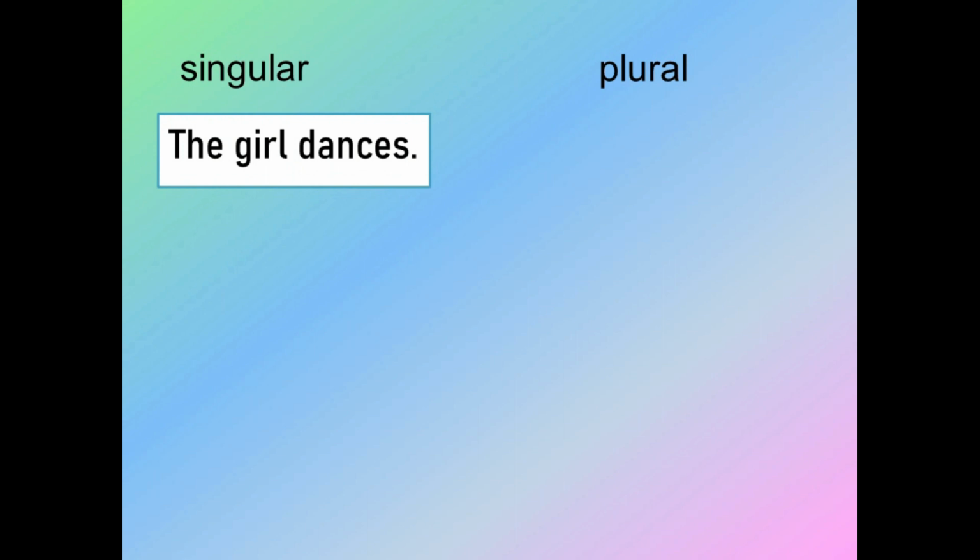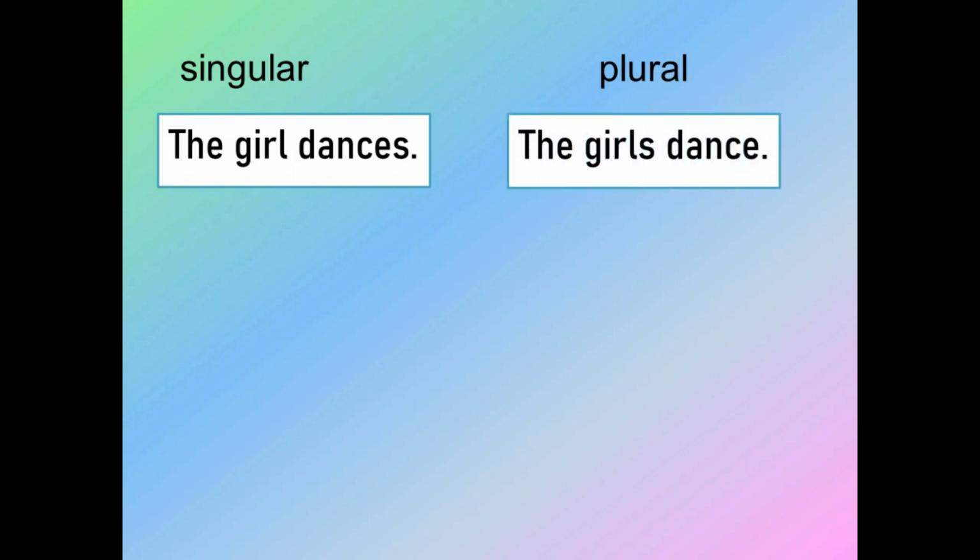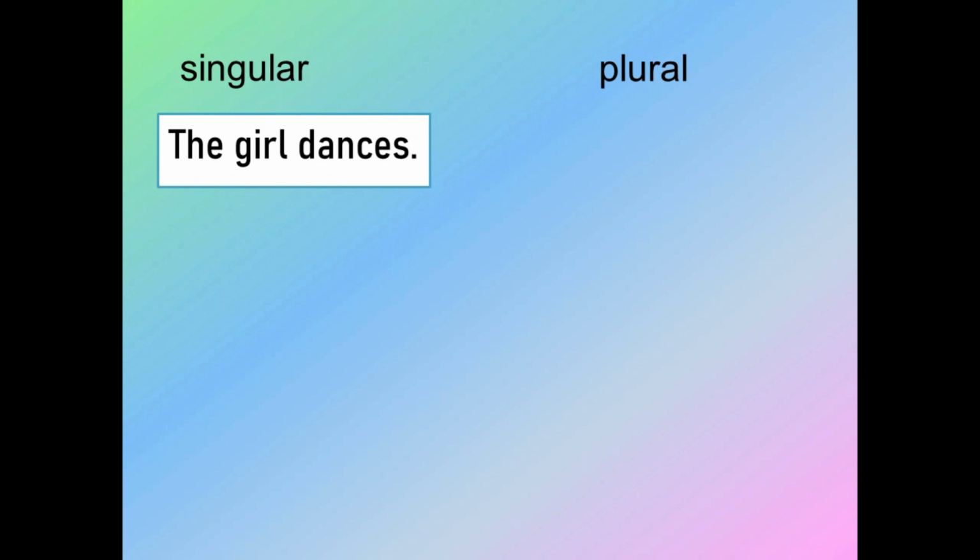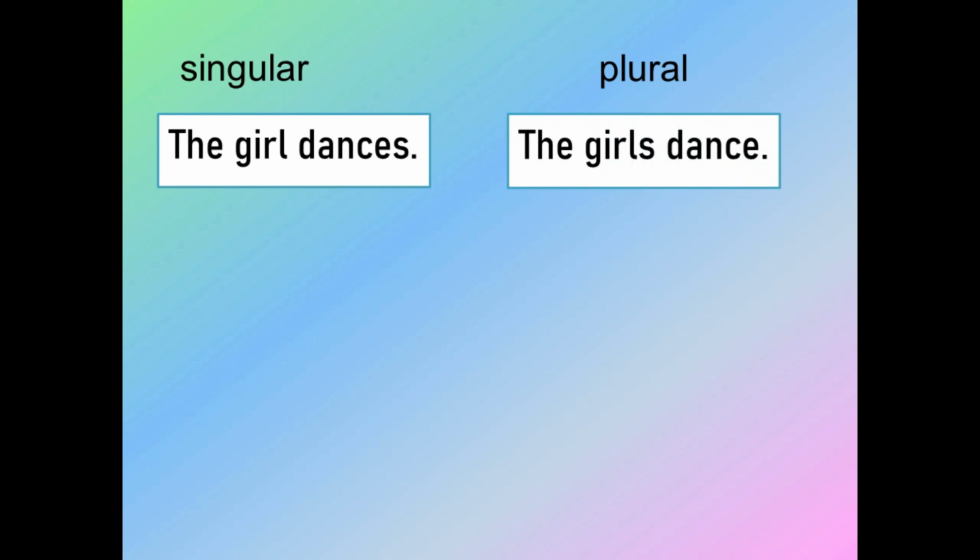Examples: the girl dances. For the plural, the girls dance. As you can observe in the singular example, the subject girl is singular, meaning only one, with no S. Therefore, that is singular. Since our subject girl is singular, we should use dances as the verb, with S, since dance with S is singular. Now let's go to the example in the plural.